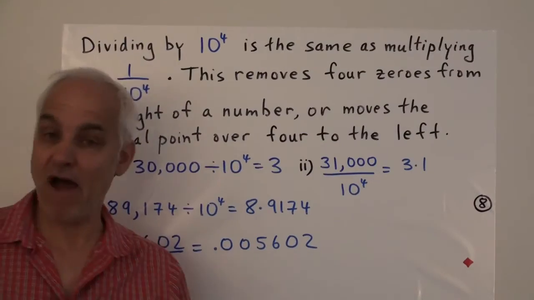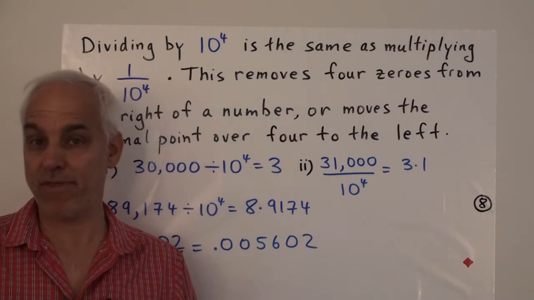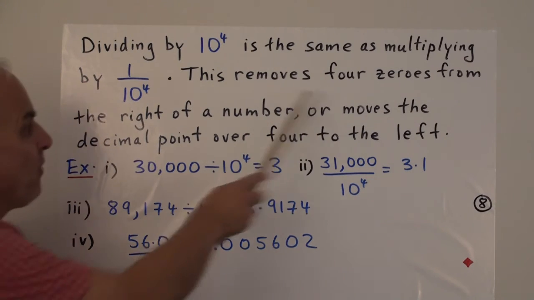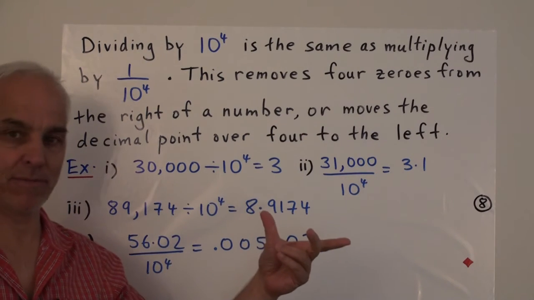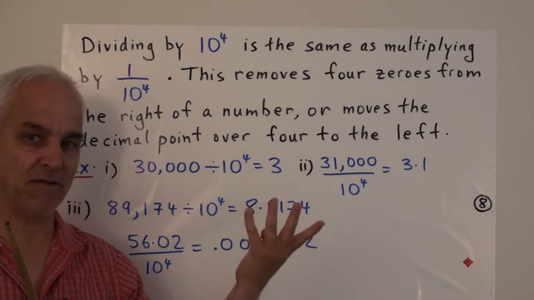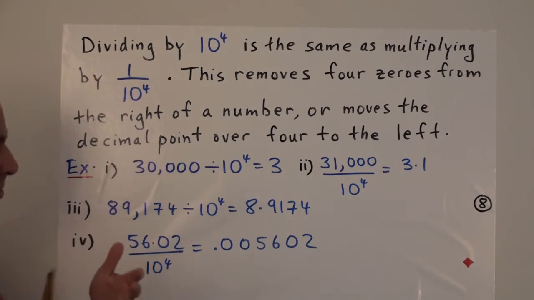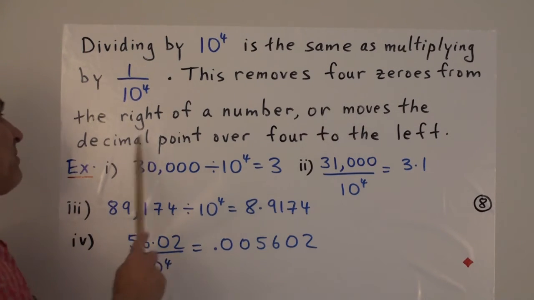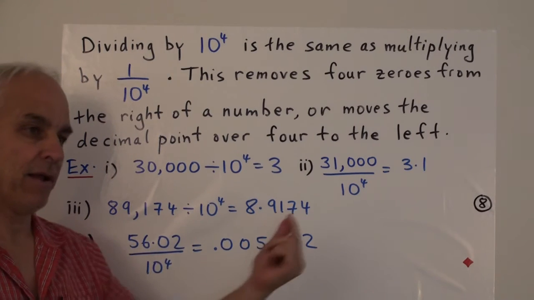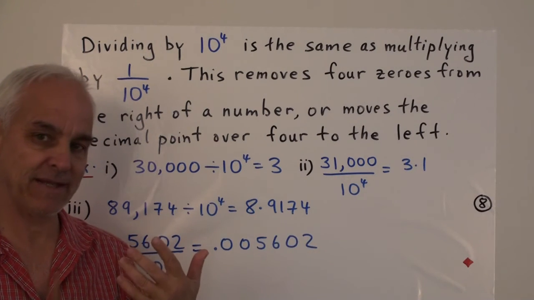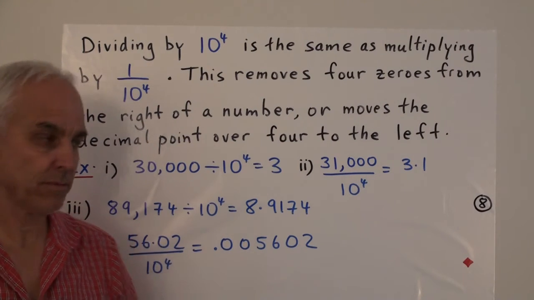And what about dividing by something like 10 to the fourth? Well, it's the opposite of multiplying. So this removes 4 zeros from the right of a number. If our number happened to end in 4 zeros, we would remove 4 zeros. In terms of the decimal expansion, which is more general, it moves the decimal point over 4 to the left. Moving the decimal point over to the left makes the number smaller.